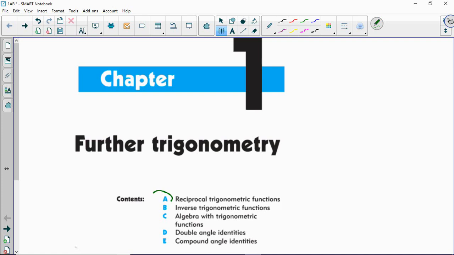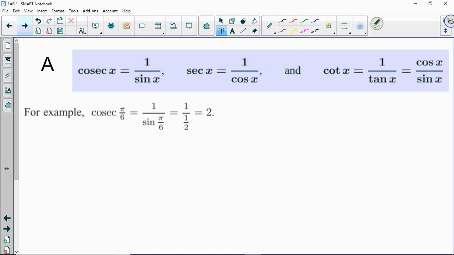Hey, in this video, we're going to cover the first two sections of chapter 1 of the second book. So, reciprocal trig functions, inverse trig functions. Not really a lot here. Little graphing, little algebra. So first we'll look at the reciprocal functions.